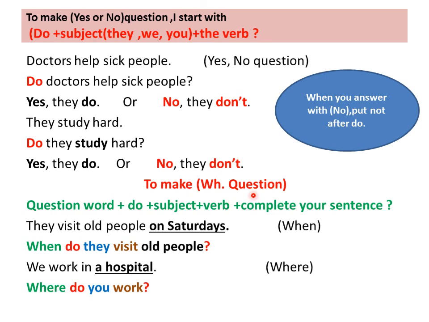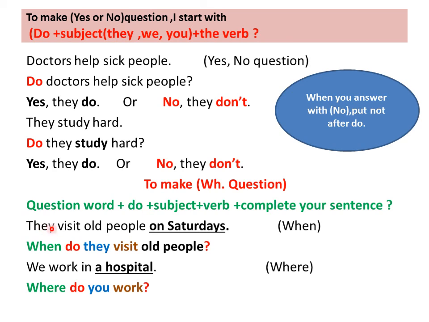What about WH questions? WH question means that you are asking about a specific thing, like a place or a time or whatever. So you're going to use a question word, like what, when, where, who, why. Then do. Then the subject. We said the subject here is they or we or you or any plural. Then the verb. Then complete your sentence and don't forget the question mark.